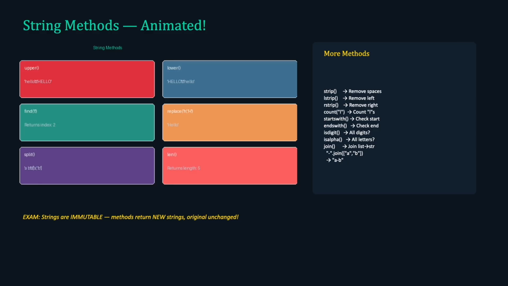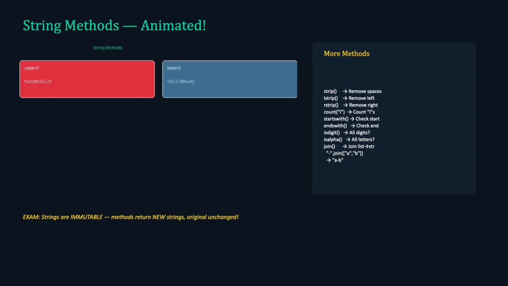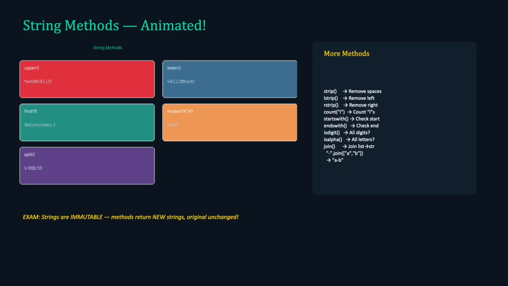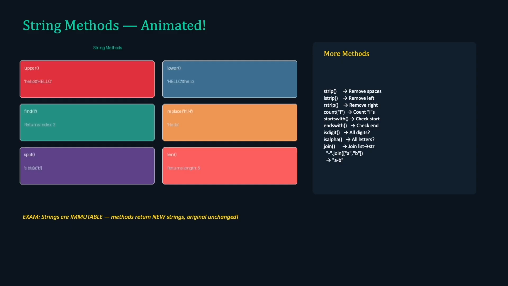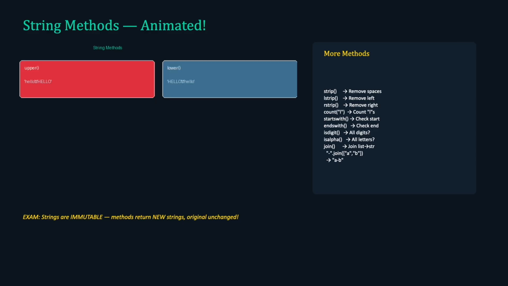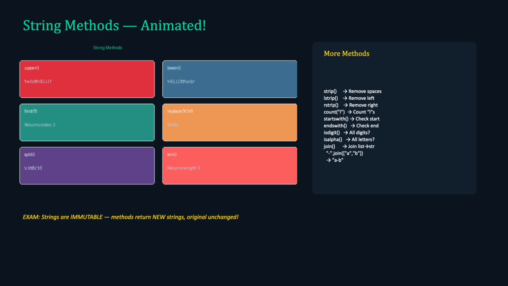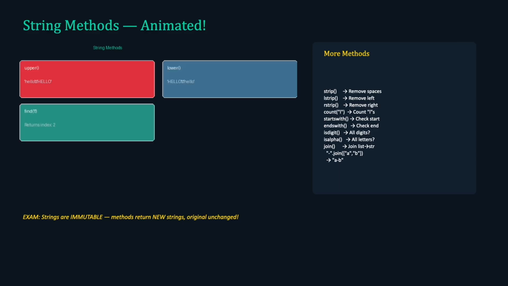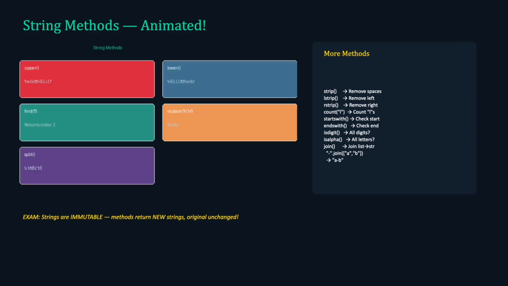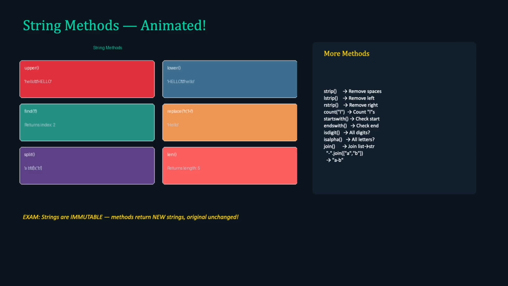More methods. strip() removes whitespace. count() counts occurrences. startswith() and endswith() check the beginning and ending. isdigit() and isalpha() test character types. The join() method does the opposite of split. It combines a list into a string with a separator.